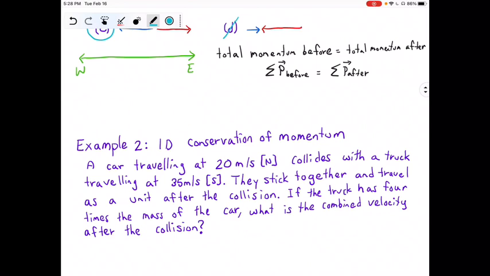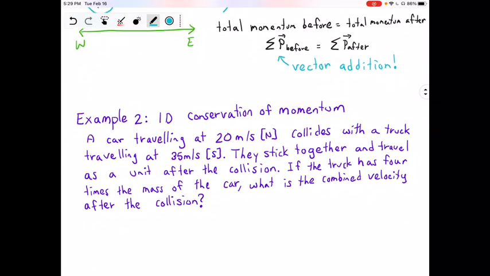The problem with momentum that makes it different from some of the conservation laws you've seen before is momentum is a vector. And so when I say sum of the momenta, I don't mean add them all up nicely. I mean you have to do a vector addition, which makes things just a little bit harder.